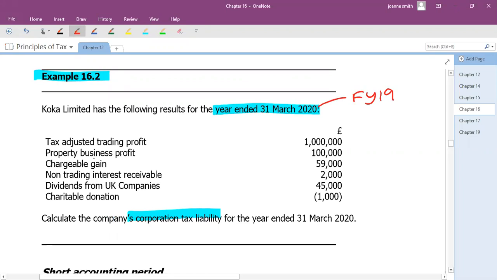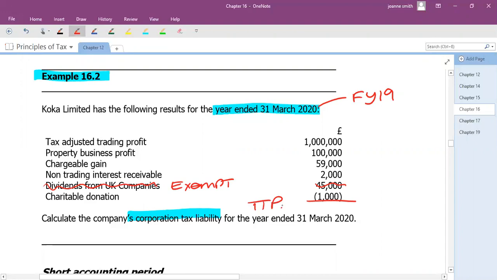We've got the tax adjusted profit, so that's a profit after capital allowances. We've got some profits and gains, we've got some non-trading interest, we've got some dividends and a charitable donation. So the first thing I'm going to do is cross out the dividends because they're UK dividends, and that means that they are exempt, and therefore all we need to do is add all of that together to get our total taxable profit.